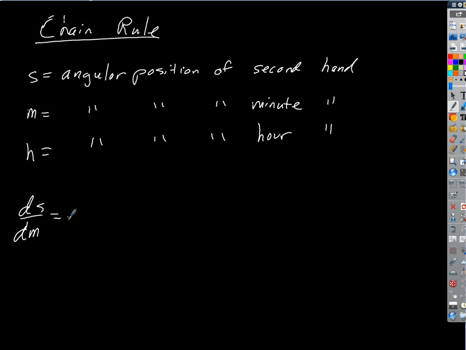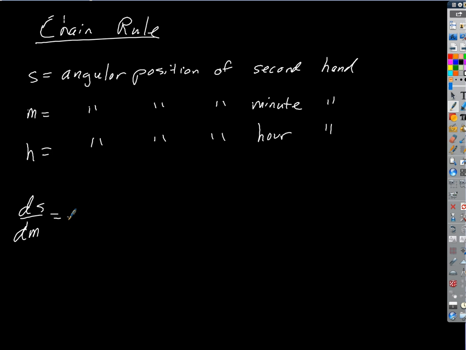What does that even mean, first of all? Rate of change. Okay, rate of change, good. It's the rate of change of the second hand in relation to the minute hand. The rate of change of the angular position of the second hand with respect to the angular position of the minute hand. That's always how we would say a rate of change. It means a derivative, but it's the rate of change of the top quantity with respect to the bottom quantity. What's the answer?